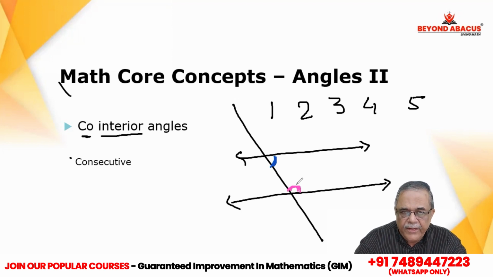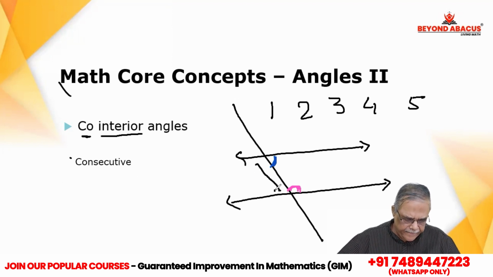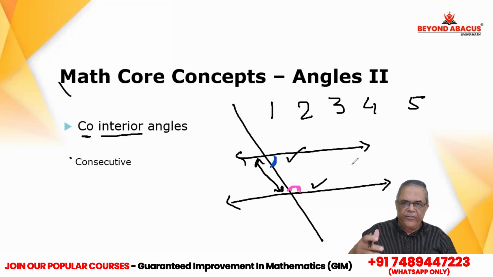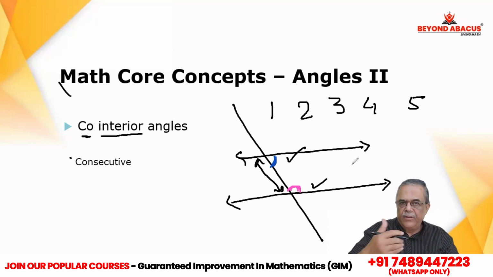Why are they called co-interior angles? Because they are consecutive. You see this? You see them coming one after the other, in a run. This is one, this is another. So there is nothing in between. Consecutive, and interior because they are between the parallel lines, on the inside of the parallel lines. So these are called consecutive interior angles or co-interior angles.